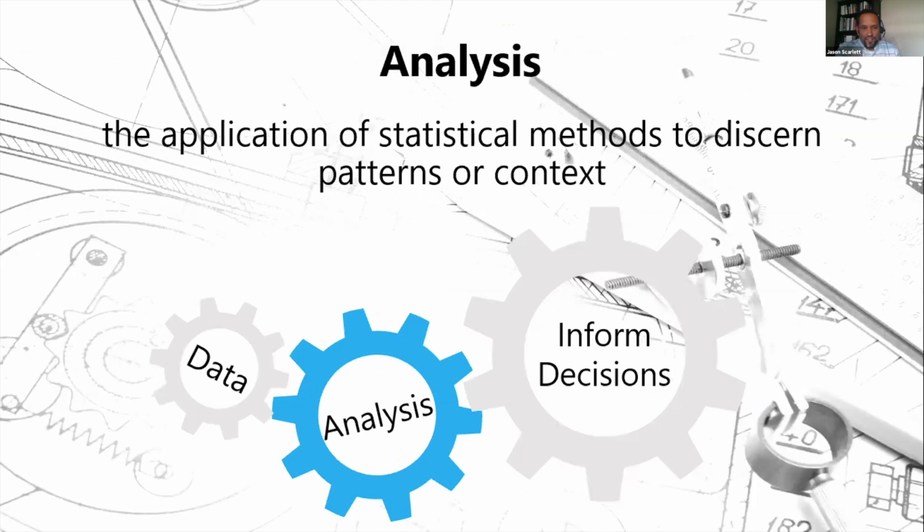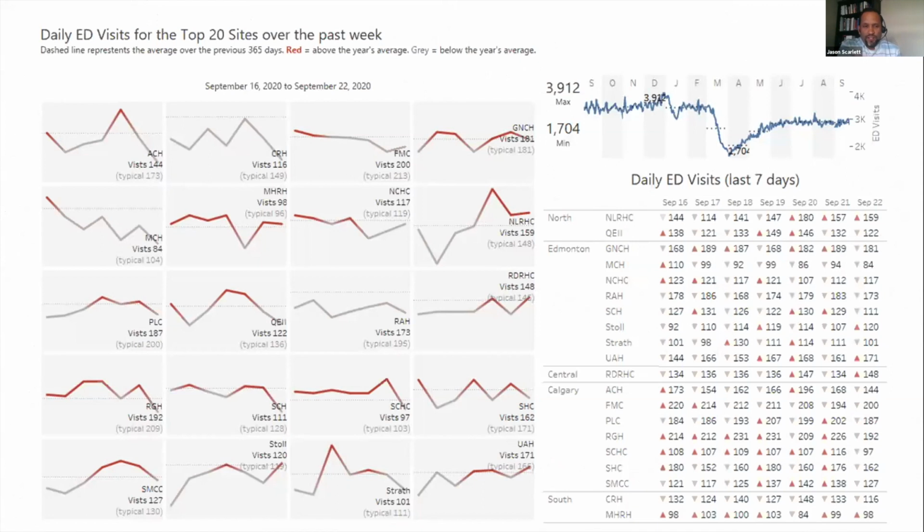The analysis side: looking at patterns and mining the data. Very quickly, a lot of our existing dashboards started to show some interesting trends. This one is showing the daily emergency department visits for the top 20 sites across the province. On the left side is a 1 week view of the pattern within the hospital. But on the top right, you can see the overall pattern across the entire province.